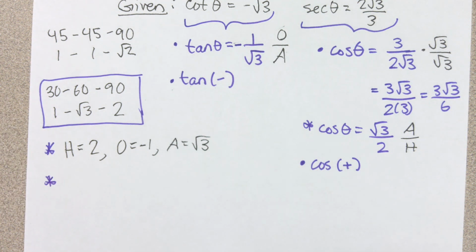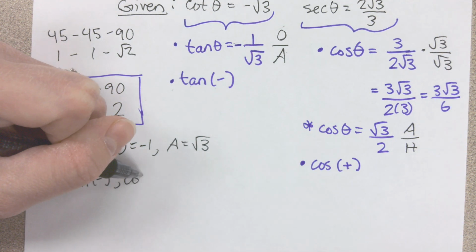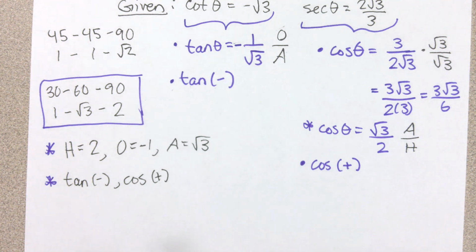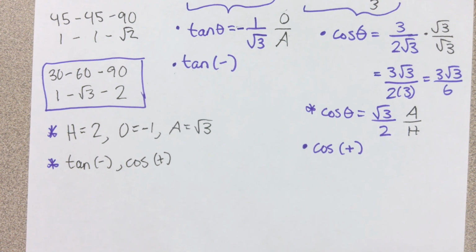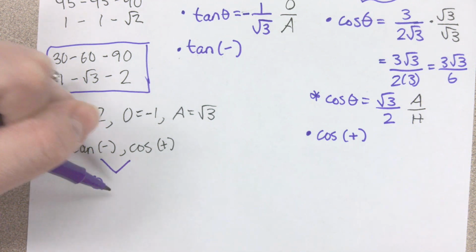And then let's figure out which quadrant we're in. We know that tangent's negative and cosine is positive. That happens in one quadrant. Which quadrant is that? Good. Quadrant 4.